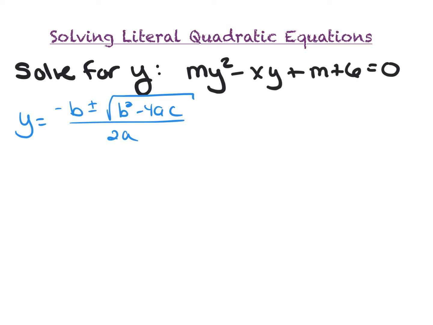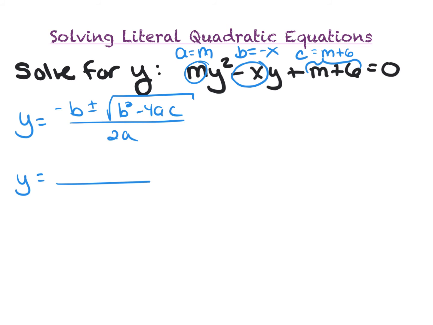So the only thing left to do is to figure out what our a, b, and c are and plug them in. So remember, a is the coefficient of the squared term, so a must be m in this case. B is the coefficient of the linear term, including the negative, so b must be negative x. And c, in this case, must be our constant term that doesn't have y's with it, so c must be the entire set of terms m plus 6. And now all we need to do is plug those in.